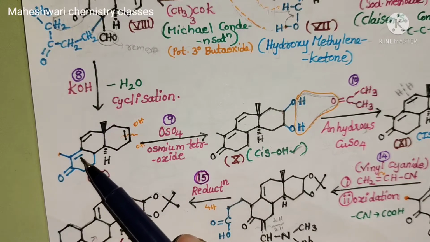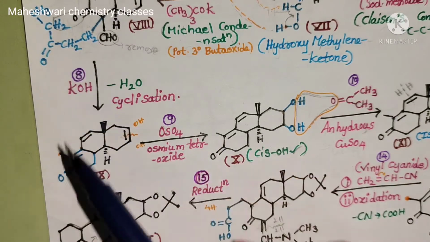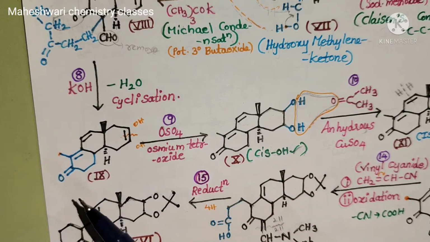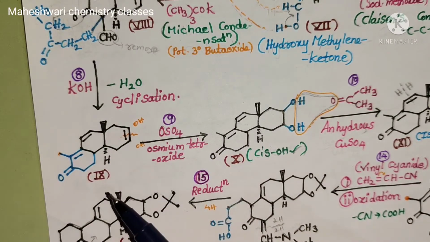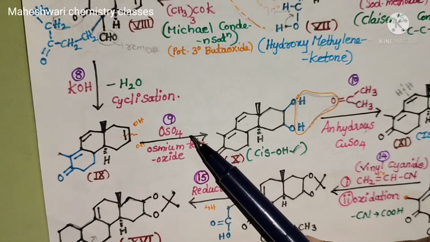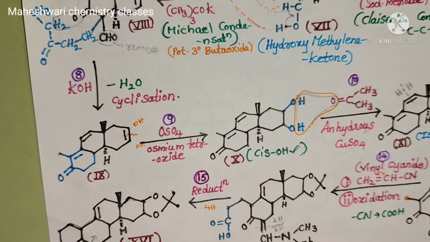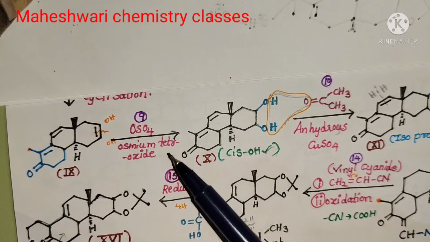Here a double bond is there, same as this methyl group. So this is the cyclic compound. That is why cyclization occurs. This is our 9th compound. Next, it is involved in oxidation in the presence of osmium tetroxide.